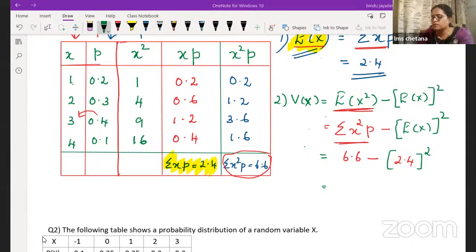Yes, those are right. What's the answer you are getting? .84. 6.6 minus 5.76 is equal to 0.84, that is your answer.